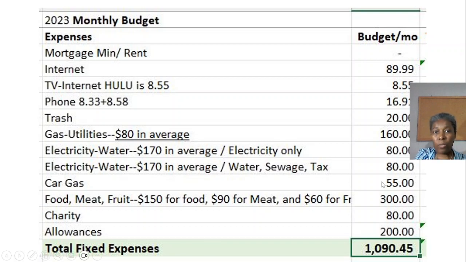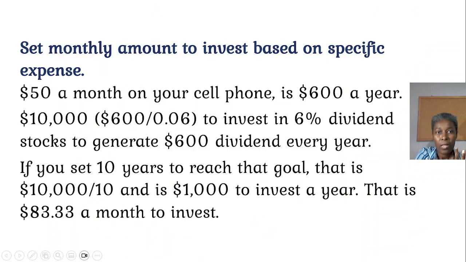So that will be targeting the whole living expenses, or targeting one category of expenses like phone. For instance, if phone costs you $16.91, or let's just say $20, you want to see how much you want to invest so that you know that your phone is paid for. Does that make sense? So set monthly amount to invest based on specific expense. Here I'm using $50 instead of $20. So if you pay $50 a month for your cell phone bill, that's $600 a year.